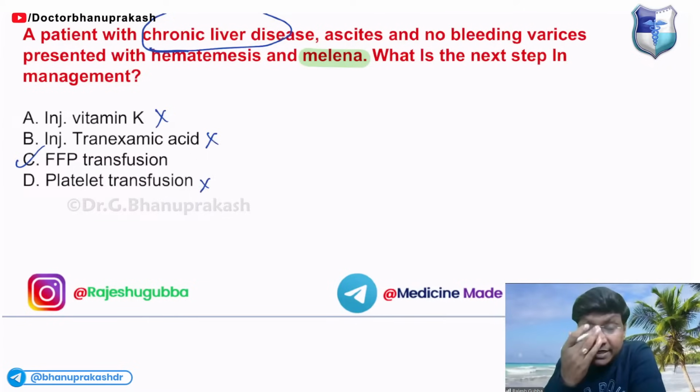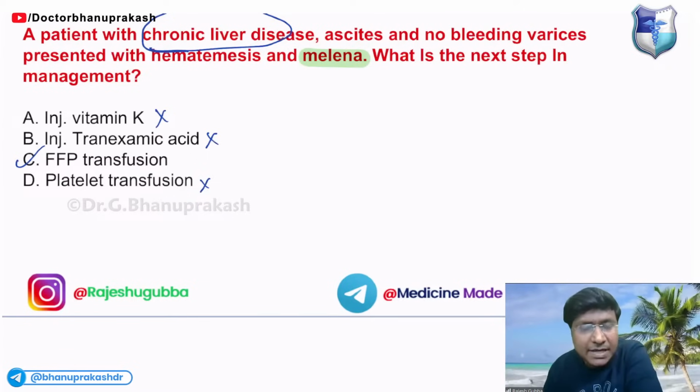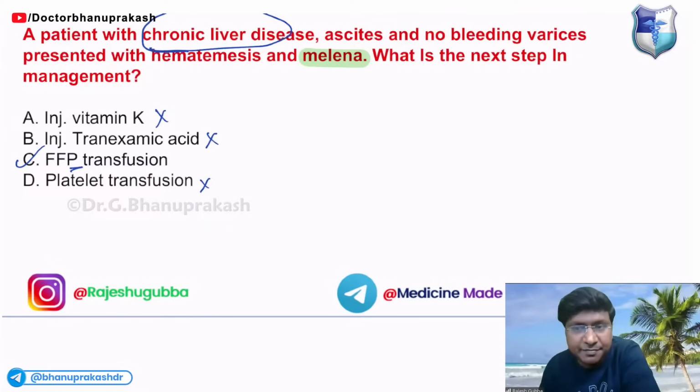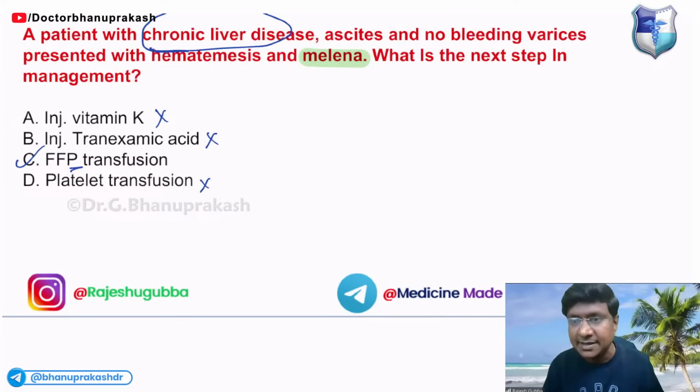Platelet transfusion should be given when the bleeding is mainly because of thrombocytopenia. But in patients with chronic liver disease, what could be the reason for bleeding? Because of defective coagulation factors. And fresh frozen plasma contains the coagulation factors. That is the reason why you need to give FFP. Okay?